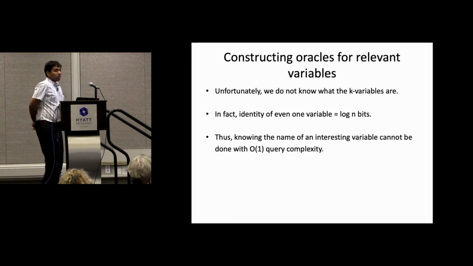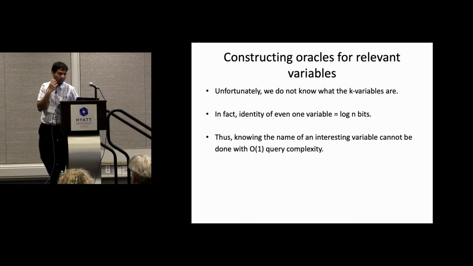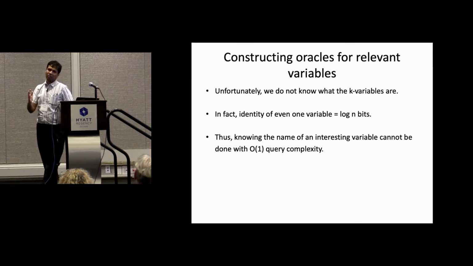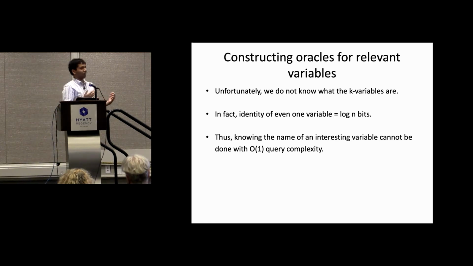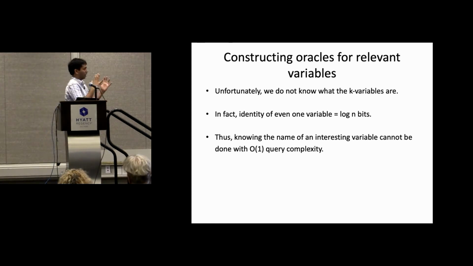And here's the issue, just to emphasize this point more. The point is that even specifying the identity of one variable in the function requires log n bits. And the name of the game here is to have query complexity independent of n. So we cannot know the name of even one interesting variable with order 1 query complexity, where I'm thinking of order 1 as meaning that it just depends on k and the parameter epsilon and is independent of n.